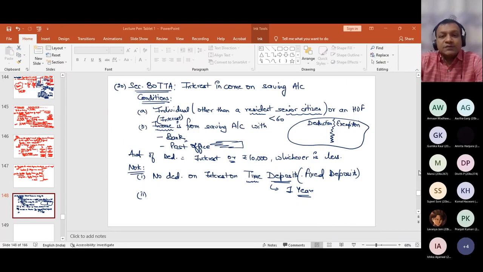As Sanjay has already explained, what is exemption? That is not at all included in total income. So if I am saying exempt, that means it is not at all included in income. So there is no question of any deduction then. So my question, again listen, interest income from a bank account, is it exempt or not?